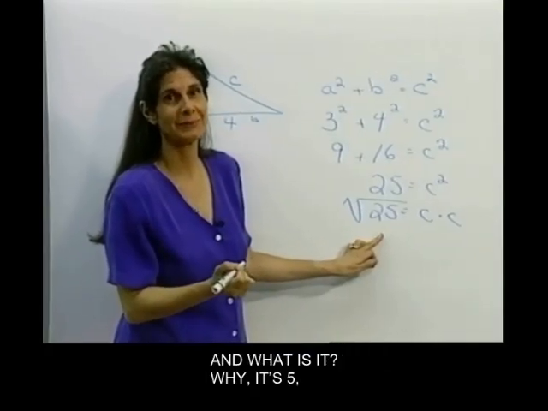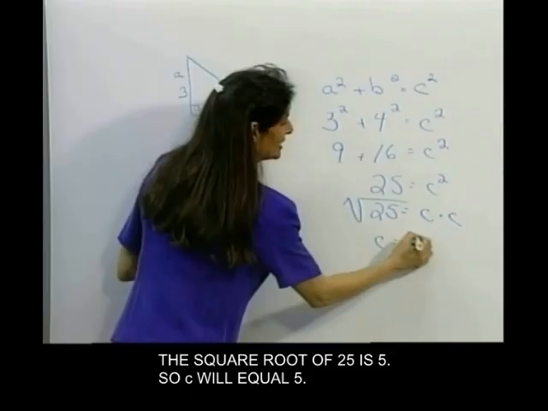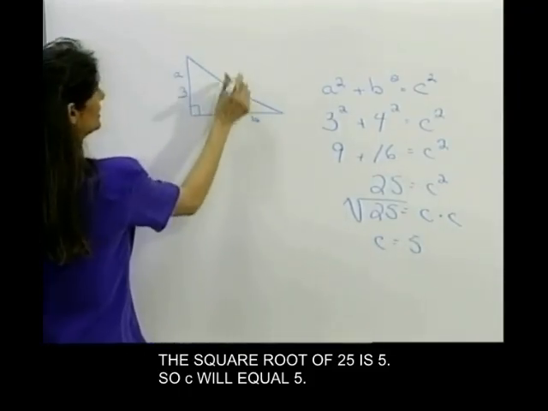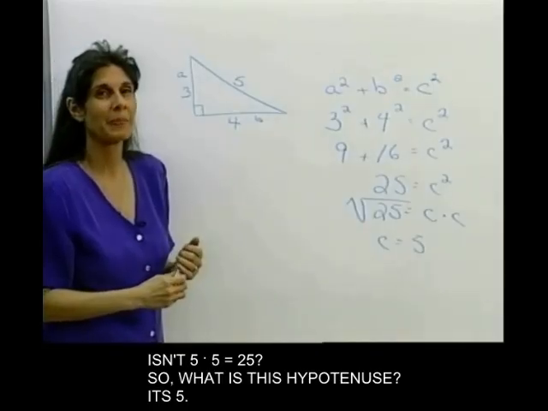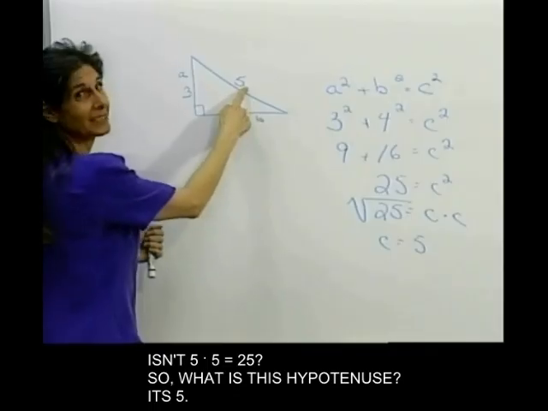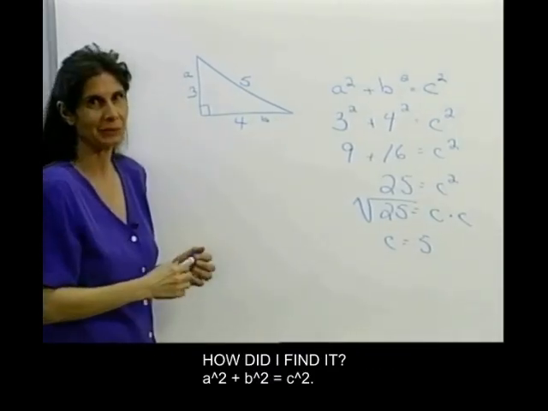And what is it? Why, it's 5. The square root of 25 is 5. So c will equal 5. Isn't 5 times 5 25? So what is this hypotenuse? It's 5. How did I find it? A squared plus b squared equals c squared.